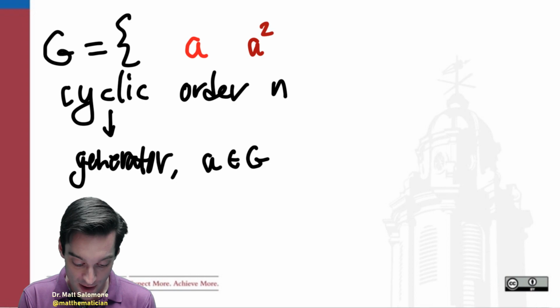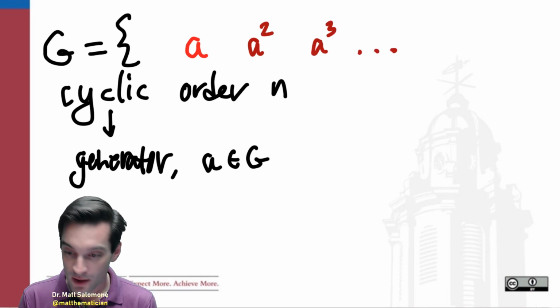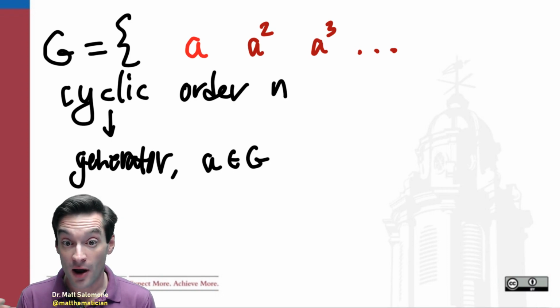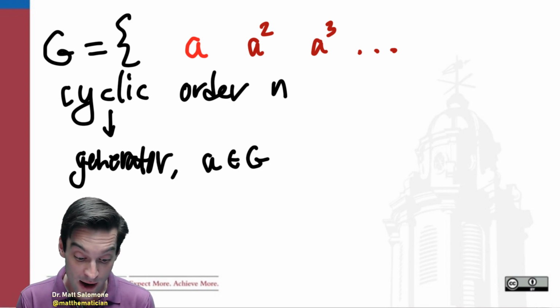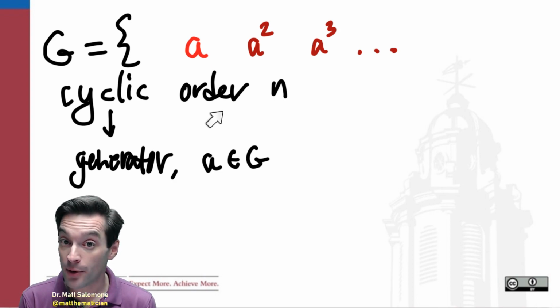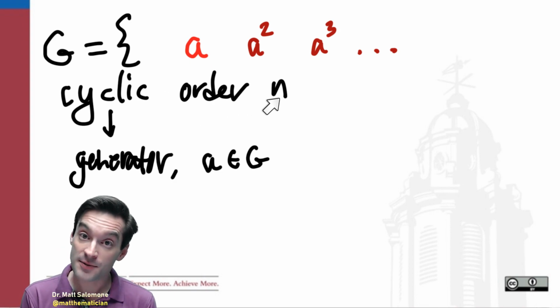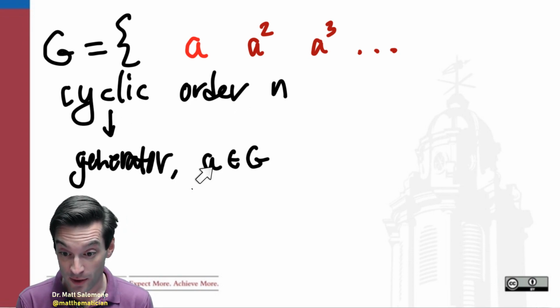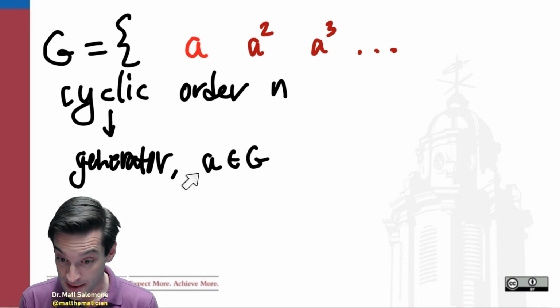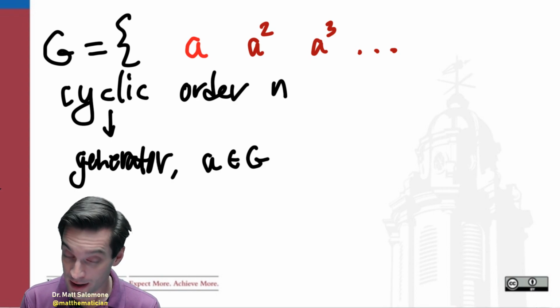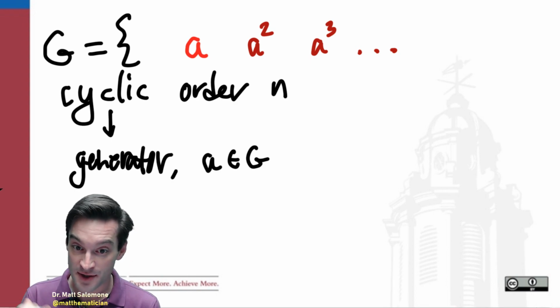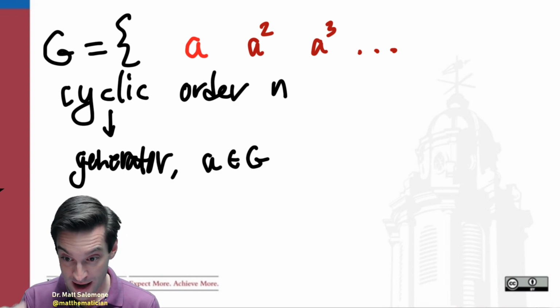So A to the first power, A to the second power, A to the third power, and so on and so forth. If I run through all the powers of my generator A, I will account for every single element in my group. How many distinct powers of A are there? Well, that's what the order of that element tells me. The order of my generator is the same thing as the order of my group, because it's going to be the same thing as the number of distinct powers that that element has.